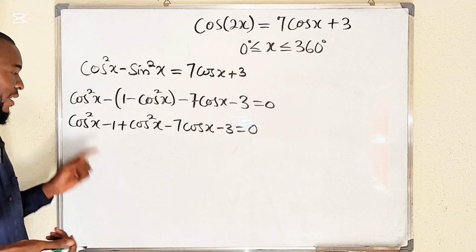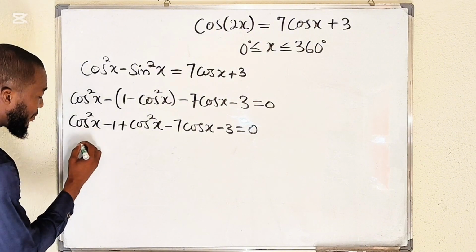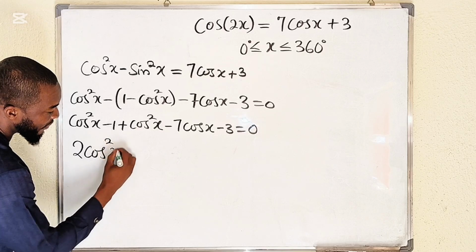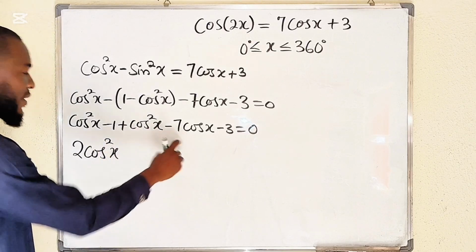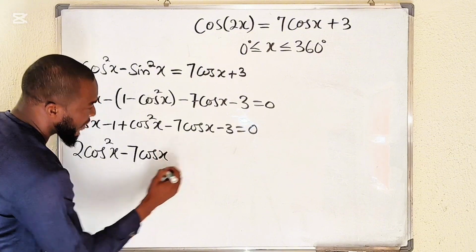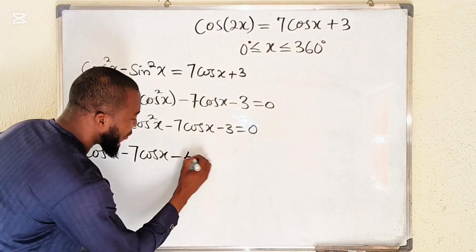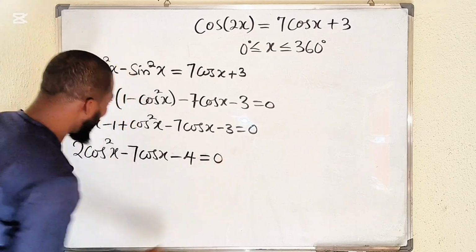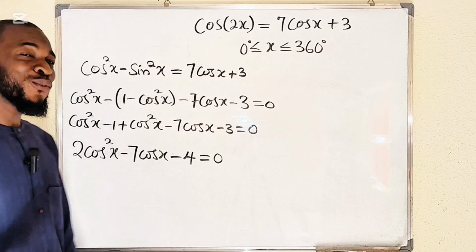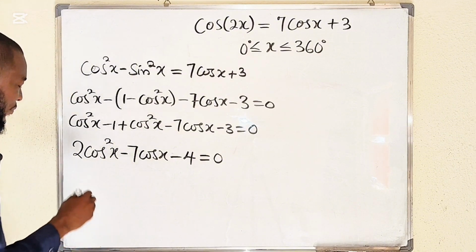Let's collect the like terms. We have cosine squared x, another cosine squared x, making 2 cosine squared x. Then we have negative 7 cos x. Then minus 1 minus 3 will give us minus 4. This is equal to 0. Now we have a quadratic equation in terms of what? Cos x. And I think this is factorable.